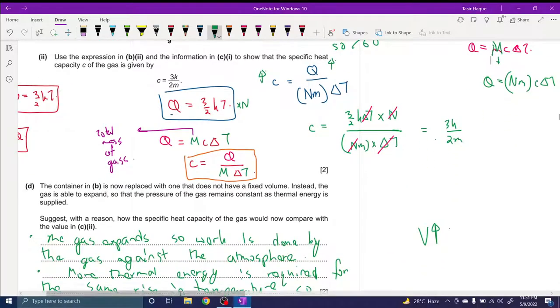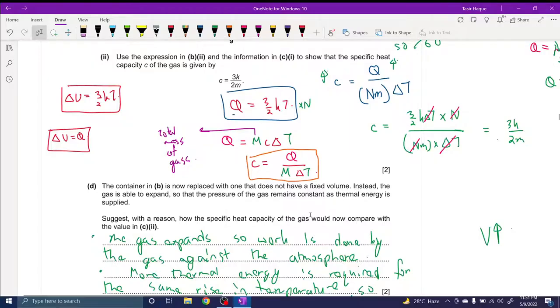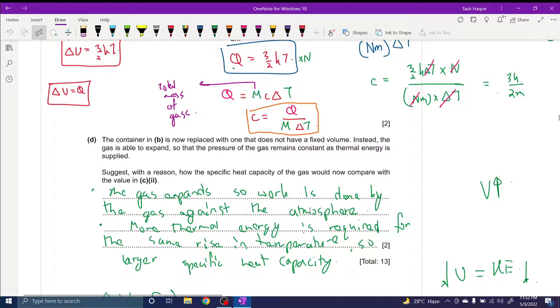That's the logic. Now, the container in B is replaced with one that does not have a fixed volume. Instead, the gas is able to expand so that the pressure of the gas remains constant as thermal energy is supplied. Now, this is a bit complicated. Suggest with a reason how the specific heat capacity of the gas would now compare with the value in C2.